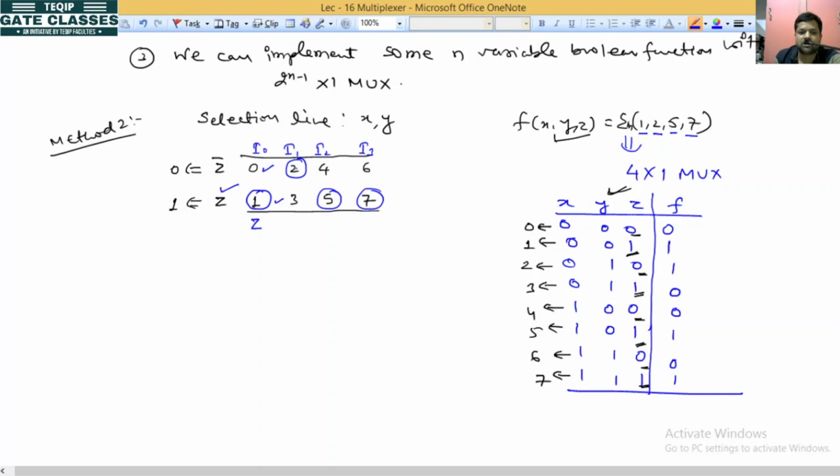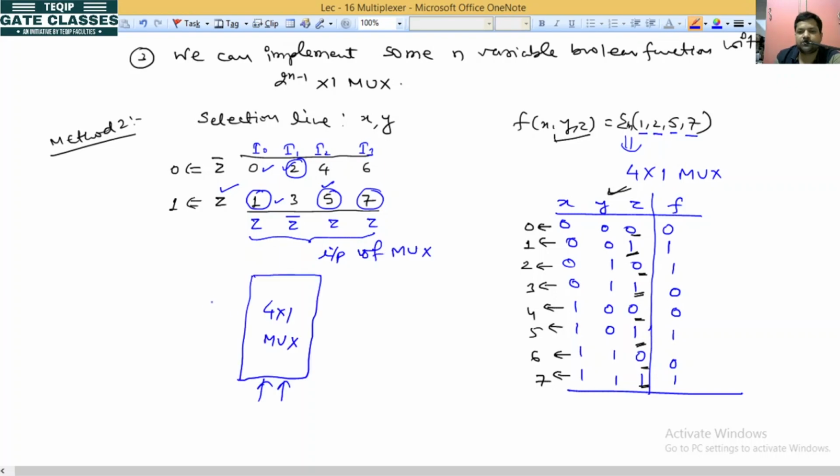Again for I1, the circle is in front of z bar, so write z bar here. Now for I2, the circle is in front of z, so write z here. Similarly write z here. This will tell you the values of the inputs of the mux.